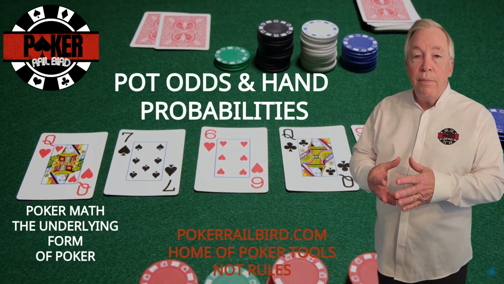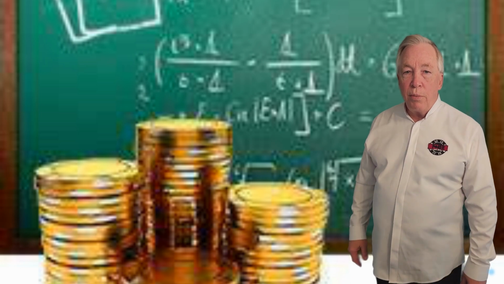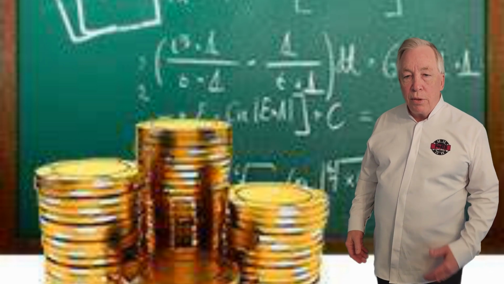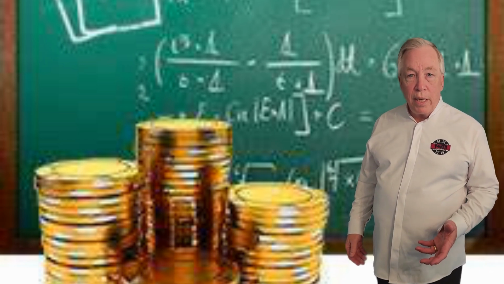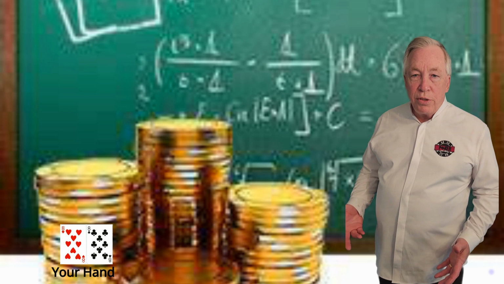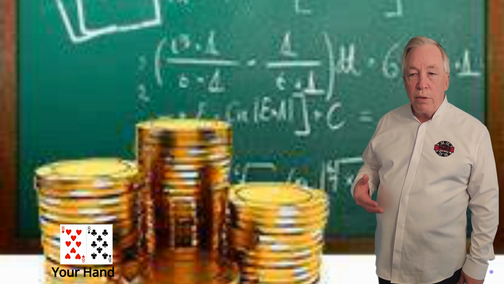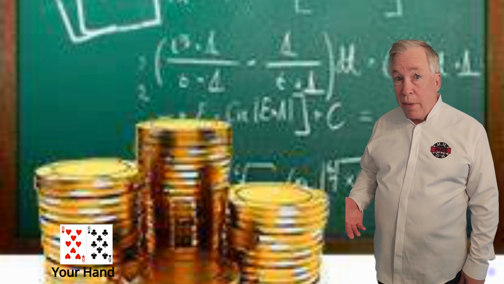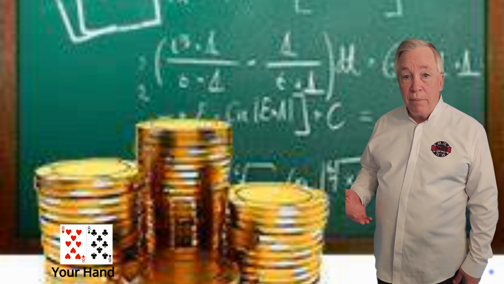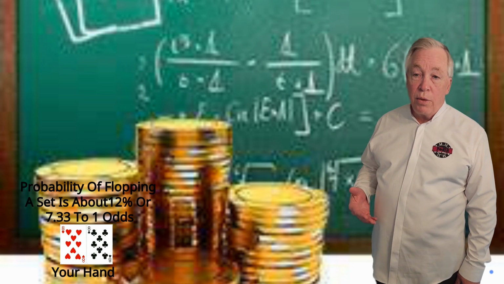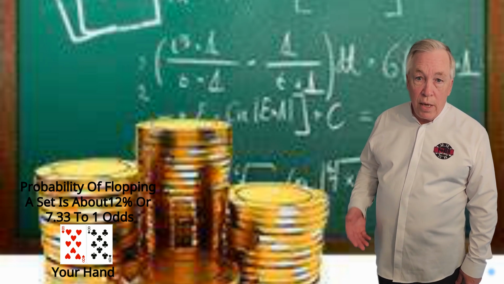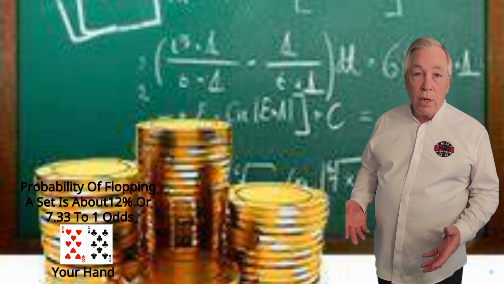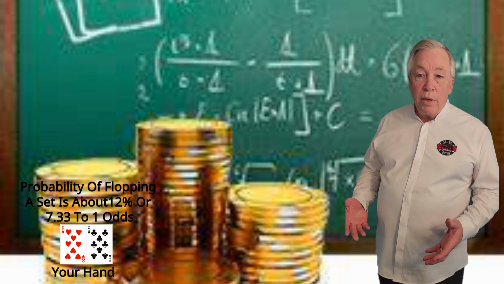Let's get started. For our discussion, we will say we are playing in a $2, $5 blind no-limit Texas Hold'em game with 9 players. We are on the button with pocket eights. There are 5 callers to see the flop, so the pot is $25 pre-flop. First, let's look at the probability of improving our hand on the flop. The probability of flopping a set, meaning one 8 on the flop, is about 12% or 7.3 to 1 odds. We also know there is about an 85% probability of an overcard to our 8s coming on the flop.